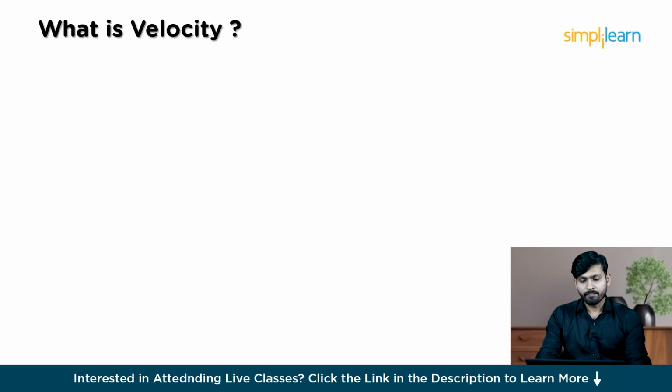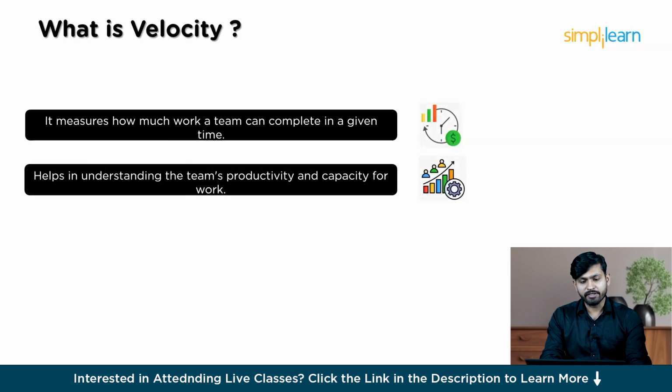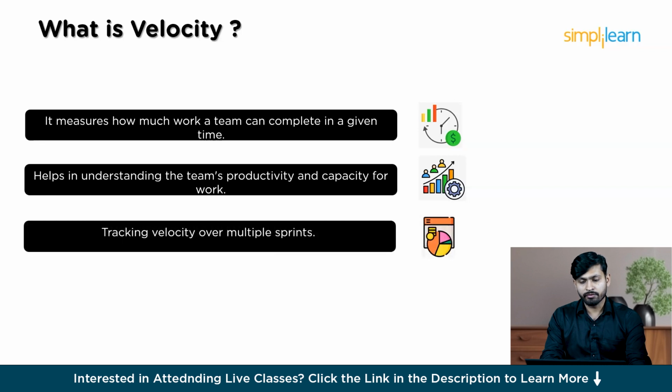So what is velocity? Velocity is a measure of how much work a team can complete in a given period, such as a sprint or an iteration. Velocity is calculated by adding up the estimated effort or story points of tasks or user stories that the team has finished and accepted as done.